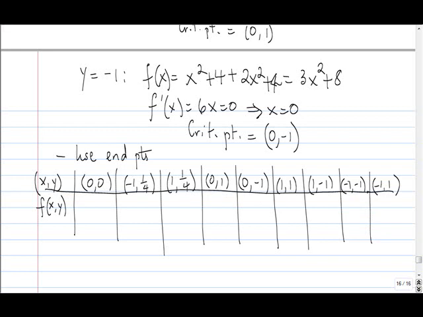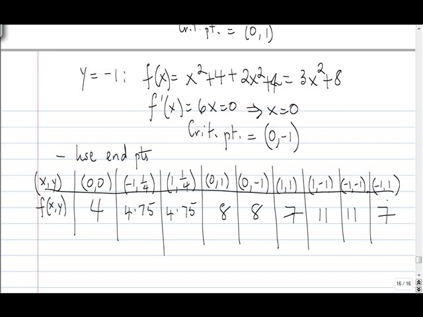Put this into the function. This is 4. This is 4.75. 4.75. 8. 8. 7. 11. 11. 7.